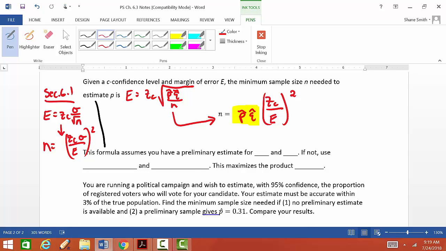So what do we do? Well, this formula assumes you have what we call a preliminary estimate for p hat and q hat. So sometimes you know what p hat and q hat are, or you have a really good idea of what it is based on previous information and previous samples, and you can just use those. But let's say you have no idea. Then what we do is we take p hat, we set it equal to 0.5, and we take q hat, and we set that equal to 0.5. And when we set those equal to 0.5, then that maximizes the product.